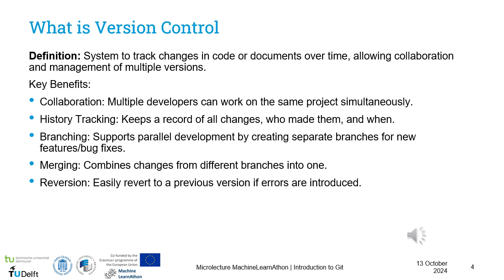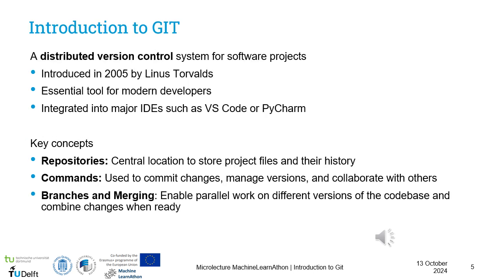Also, there are two features that are super useful for team collaboration. They are called branching and merging, which will be explained in another slide. But basically, it's a technique that allows us to work in parallel on different versions of the code base.